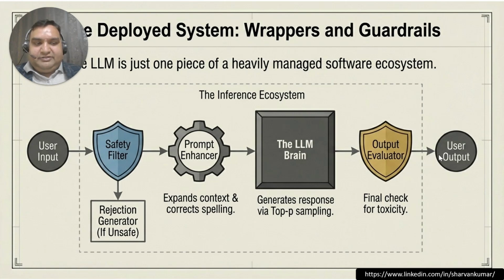The prompt enhancer is basically where, if you have any acronyms, any abbreviations, those are expanded, and if there are any incorrect spellings, those are corrected, and then it is passed to that LLM brain. We generate a response based on top-p sampling which we just discussed, and then the output goes to the output evaluator. It doesn't go directly to the user. It checks for all kinds of toxicity and data correctness and all, and then finally you get the output.